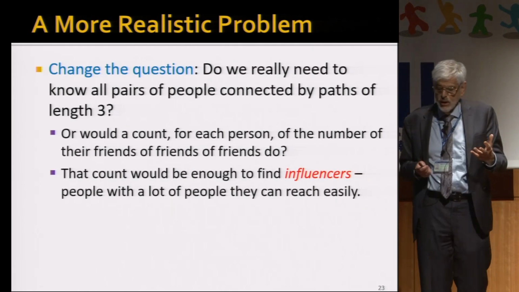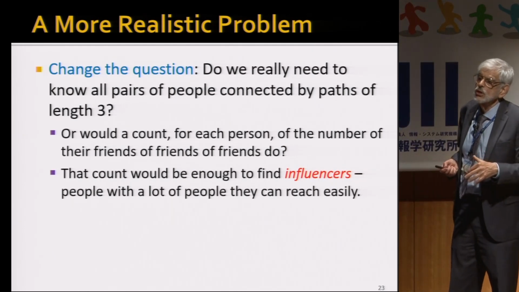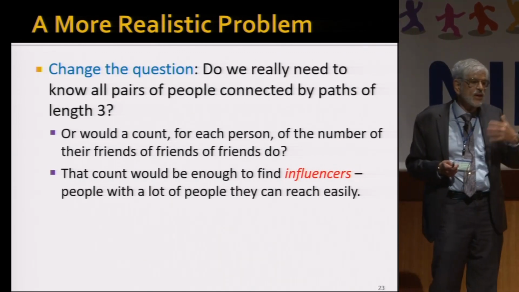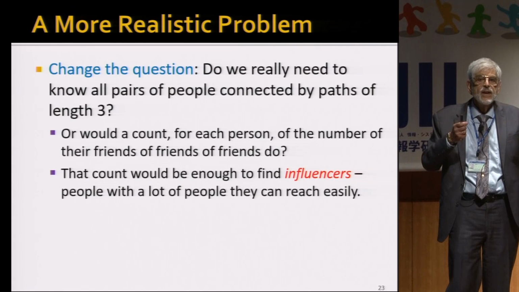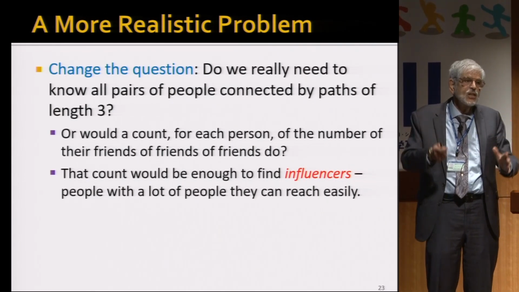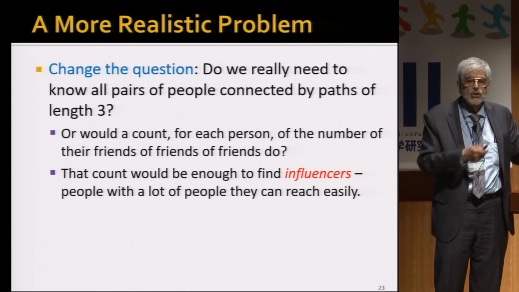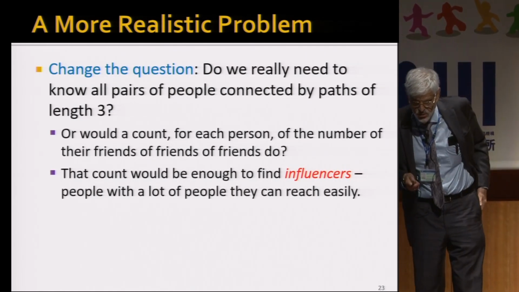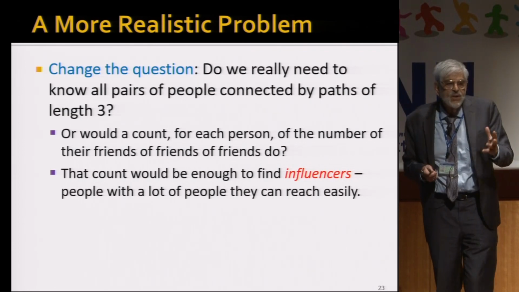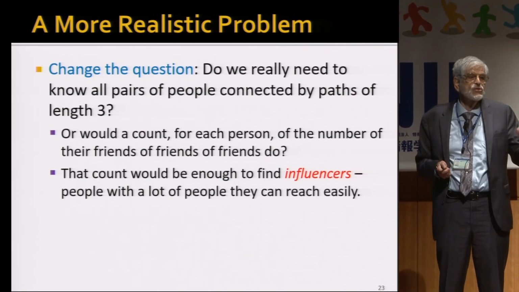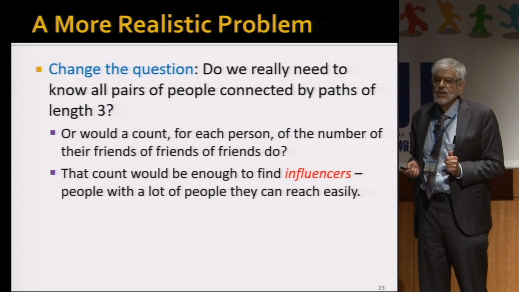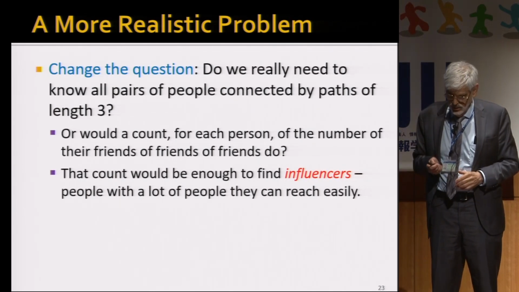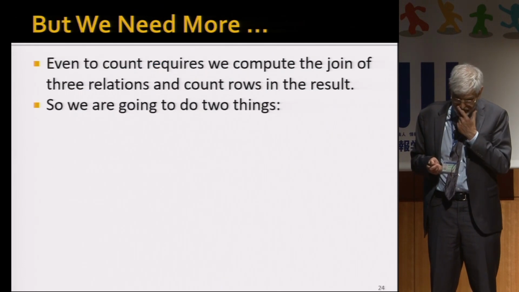The application might be to find what are called influencers, people who have a lot of connections, so that if, let's say, something is good, a lot of people will eventually learn that this thing is good. So they're called influencers. And so we don't care exactly who your friends of friends of friends are. We just want to know that you have a lot of them. So we're just going to count them.